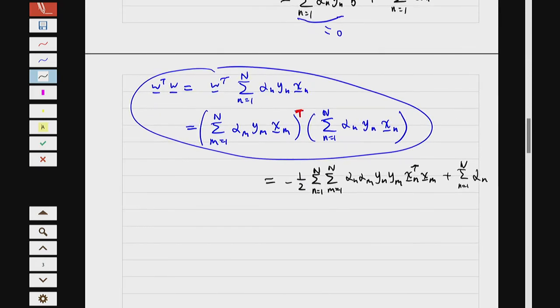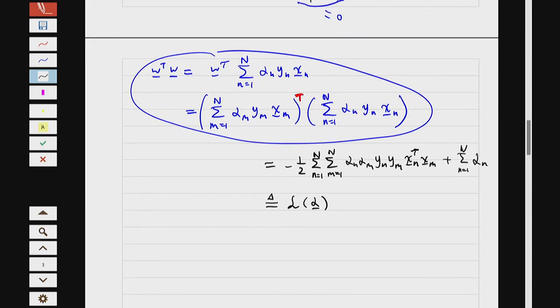So now I can go. Here I'm going to just call this L of alpha, because I have already optimized W and B and substituted those optimal W and B in there. So right now it's only a function of alpha. So now the second step, following the recipe of the Lagrange method, is to maximize this L of alpha, subject to, of course, alpha n greater than or equal to 0 for all n.